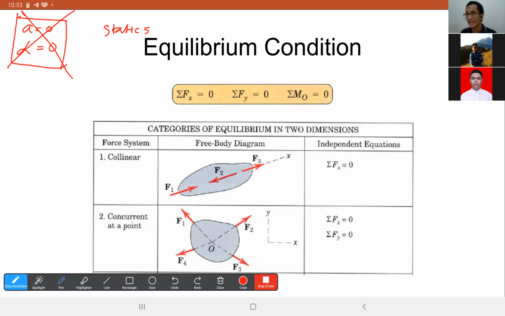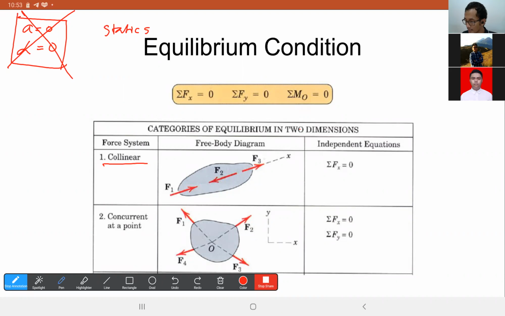There are several categories of equilibrium. It depends on the forces happening in a body. There are several examples here. This is the simplest one, collinear, which means the forces in the body are in the same line of action.